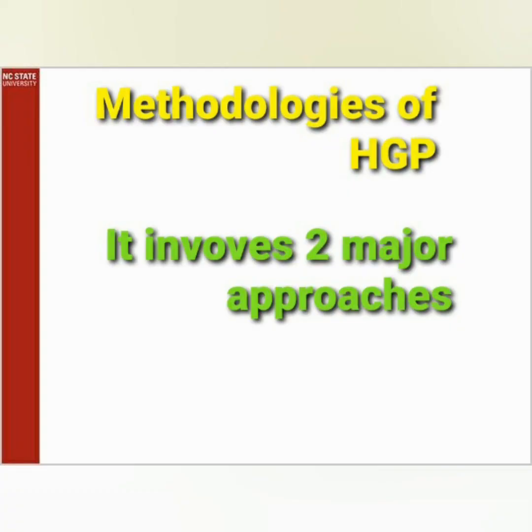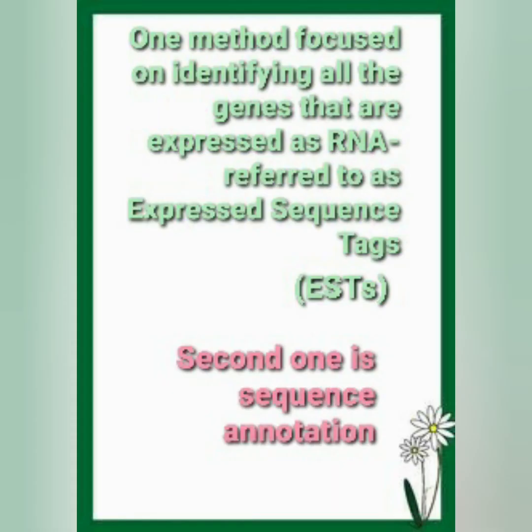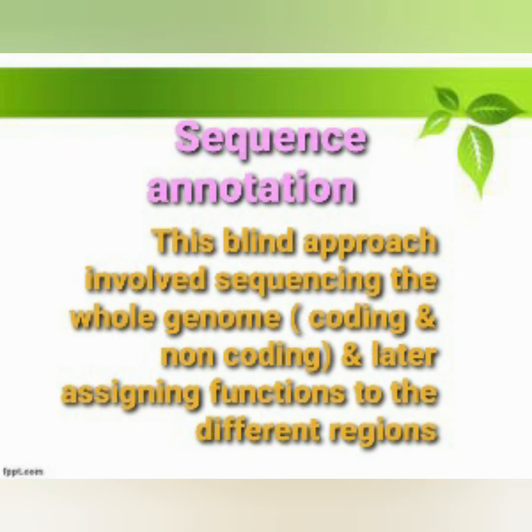Methodologies of HGP involve 2 major approaches. First one is focused on identifying all the genes that are expressed as RNA, referred to as expressed sequence tags. And second one is sequence annotation. This blind approach involved sequencing the whole genome, both coding and non-coding, and later assigning functions to the different regions.